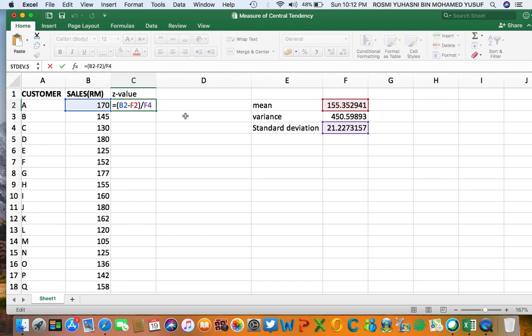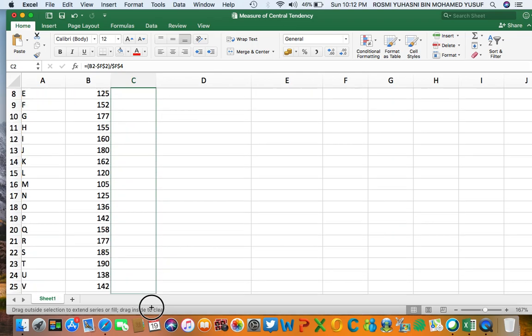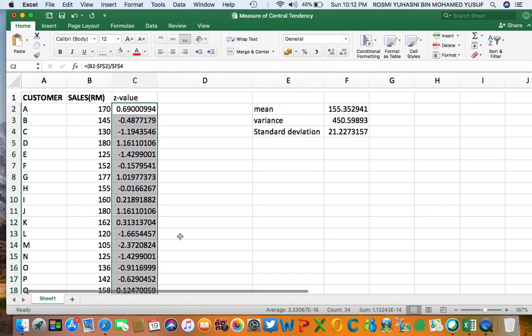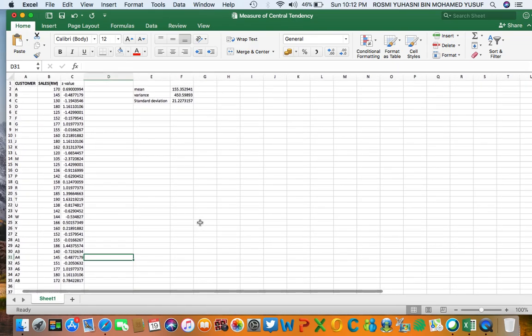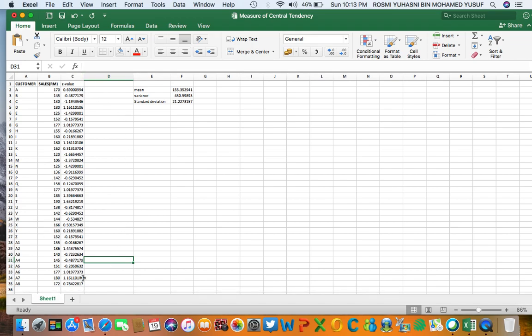Before that, you go back to the formula here. Since we want to make sure that we use the mean and the standard deviation again for the rest of the cells, we have to make this column an absolute reference. For absolute reference, we put the dollar symbol so that it does not move. Once you have done that, you can just drag down everything to get the Z value for the rest of the observations. Now you can notice the Z score or the Z value for the whole observation of this data set.